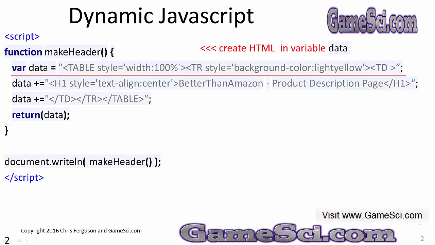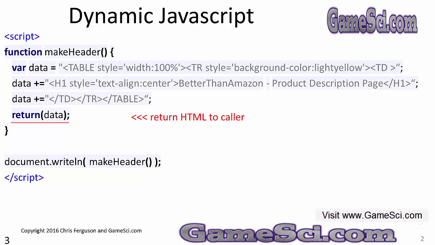So I'm creating a local variable named data, and in the next 3 lines here, I'm going to add more and more HTML to it. Once I have that HTML built in the variable data, I'm going to return that HTML to the caller. Now, what I'm doing is building the web page in sections, and this is going to be my header section across the top of the screen. And whenever I want to put up a header on any web page, I can call this function and it will return to me a piece of HTML.